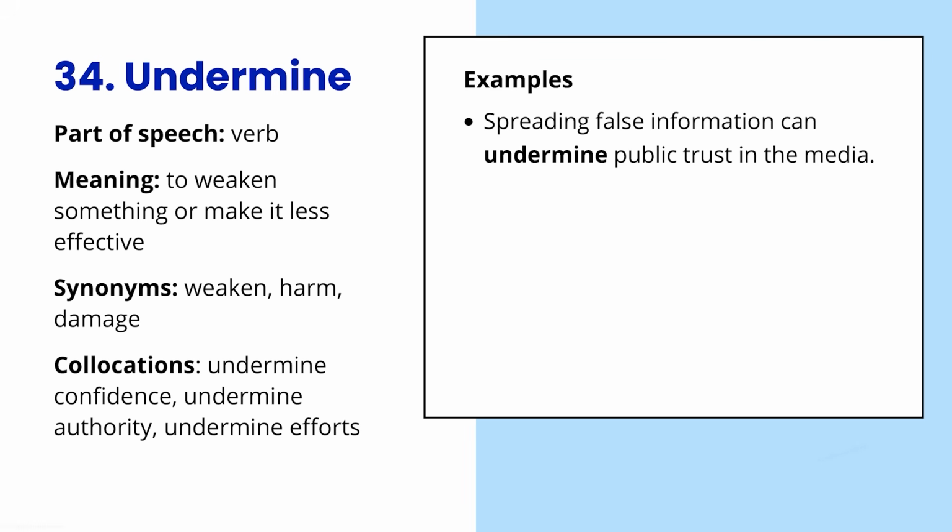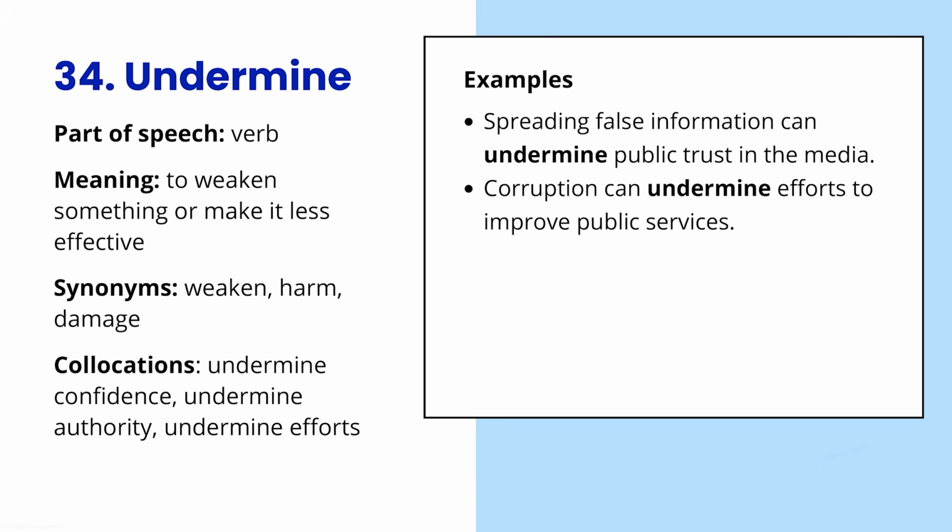Examples: spreading false information can undermine public trust in the media. So that means if the media tells lies or spreads false information, that might weaken the trust that the public has in the media. Corruption can undermine efforts to improve public services. Same thing, so it can weaken efforts or weaken actions to help improve public services.